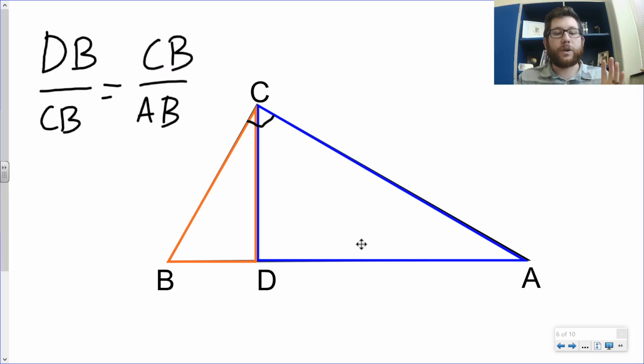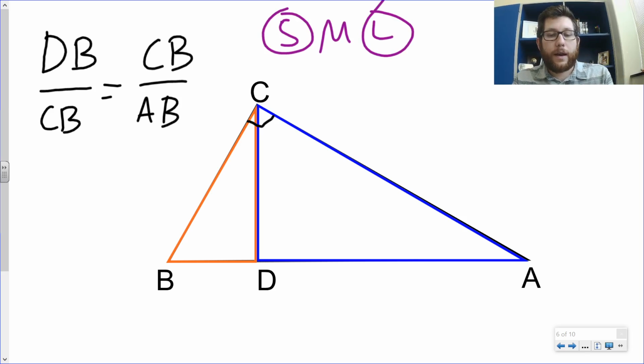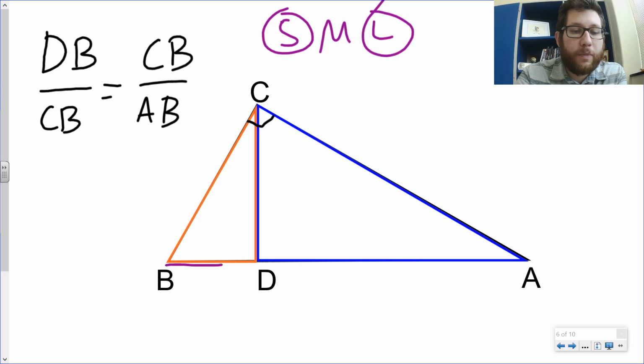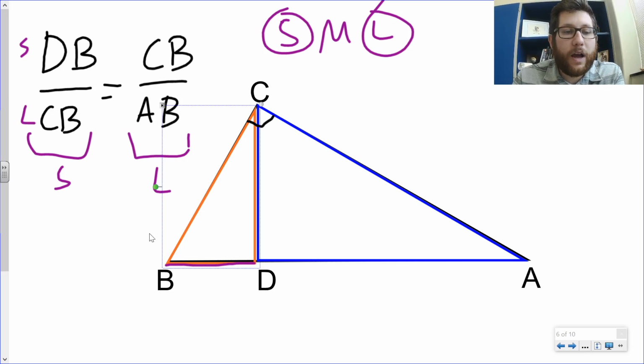Let's take a look at what happens when I'm dealing with the smallest and largest triangle. Once again, we've got three triangles here, small, medium, and large. And I'm going to take a look at my small triangle and my large triangle. We're going to do our small triangle first. So the small side of my small triangle, CB, again, we're thinking about this triangle right here. CB, that is the longest side, or the largest side of my smallest triangle.